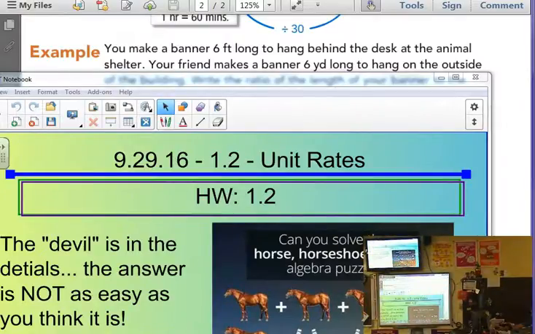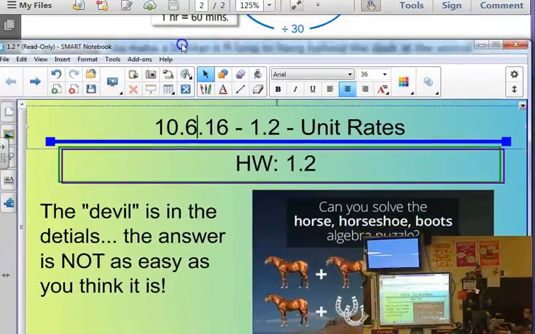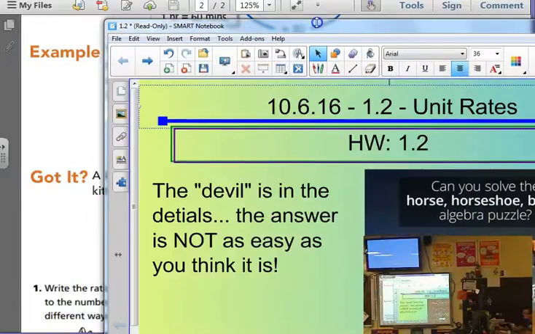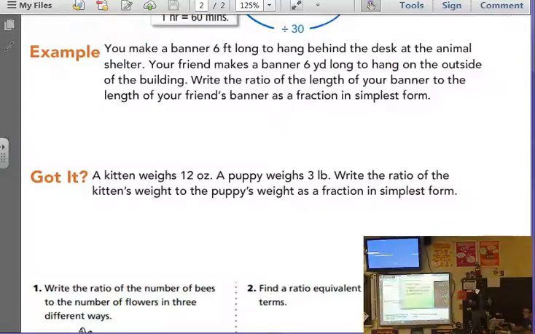Sorry, today is not 9/29. I need to change that date for us. It is 10/6. So if you are watching the movie, that's actually our date. And I don't know what this second thing is doing here. We'll close that guy.